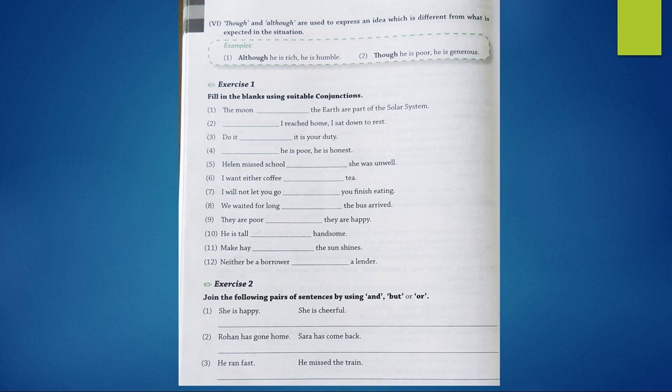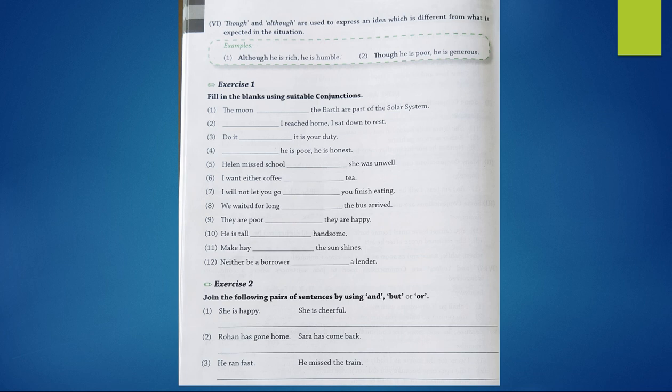Do it, since it is your duty. The most appropriate will be since. Do it as it is your duty. Okay. He is poor, he's honest. Very important one. Though he's poor, he is honest. Although he's poor, he's honest. You can use though or although. Even though he's poor, he is honest. You can use even though.